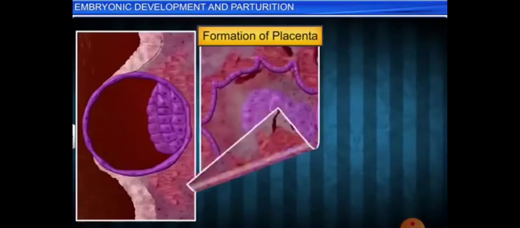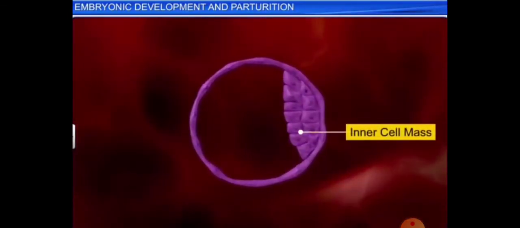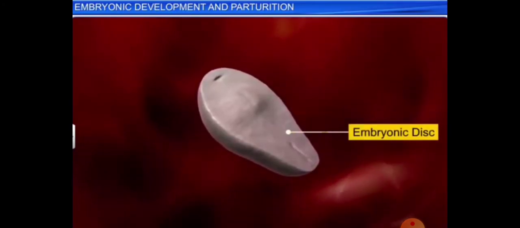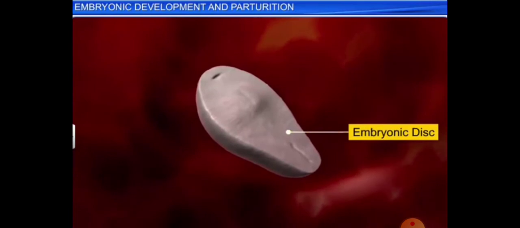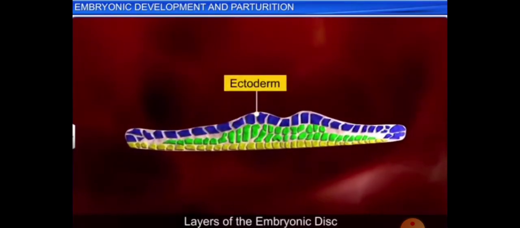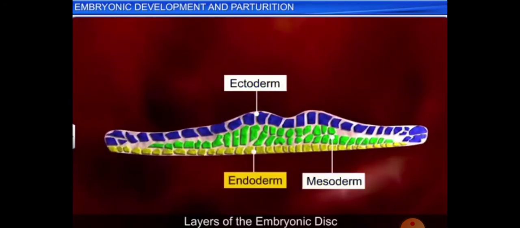When the placenta begins to form, the inner cell mass moves downwards and differentiates to form an embryonic disc consisting of 3 germ layers: the outer ectoderm, middle mesoderm, and inner endoderm.